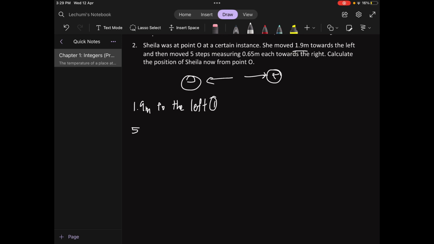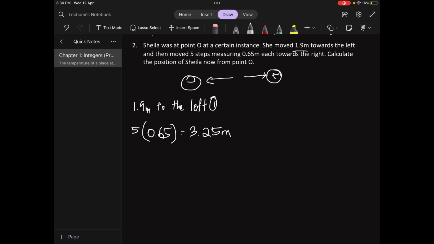this should be simple, 5 times 0.65, which we should get 3.25 meters. Oh, by the way, you are free to use your calculator so that you can do it much faster. And of course, you are allowed to use calculators in your exam, so it's not a problem.